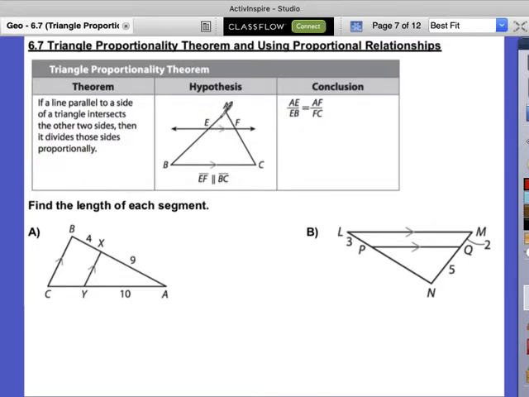So it's saying A to E, the top part of the side, over E to B, the bottom part of that side, is going to be equal to A to F, the top part of the other side, over F to C, the bottom part of the other side. So if those lines are parallel, when the segment and the side are parallel, and it intersects these other two sides, then it divides them proportionally.